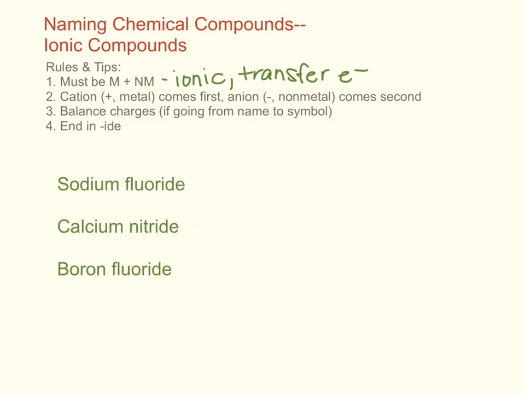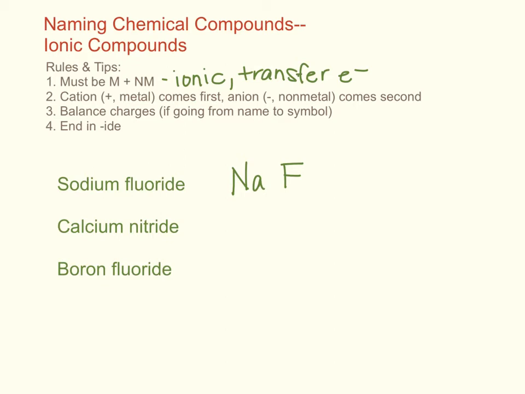So the tricky part comes in naming ionic compounds when I'm going from my name to my symbol. So this is where I have to balance my charges because again, I need to have an overall neutrally charged molecule. So sodium fluoride. So I know sodium is an Na and my fluorine is F. And I check, sodium is a metal and fluorine is a nonmetal. So I have an ionic compound.